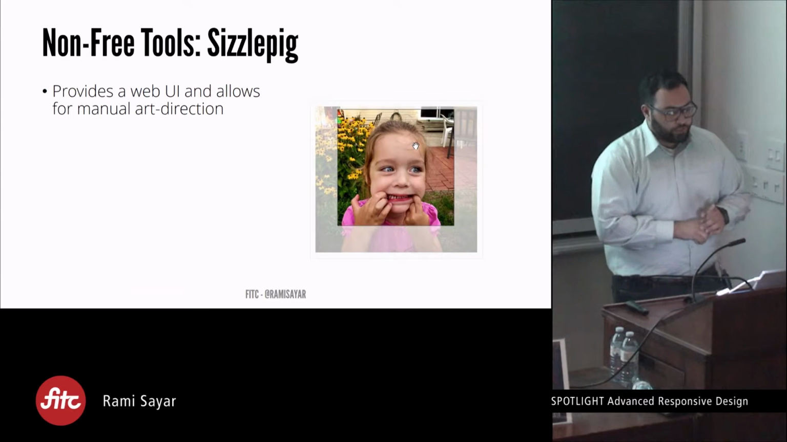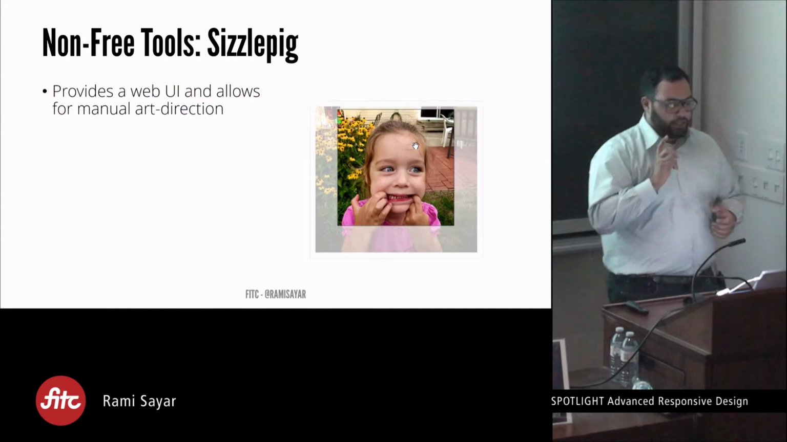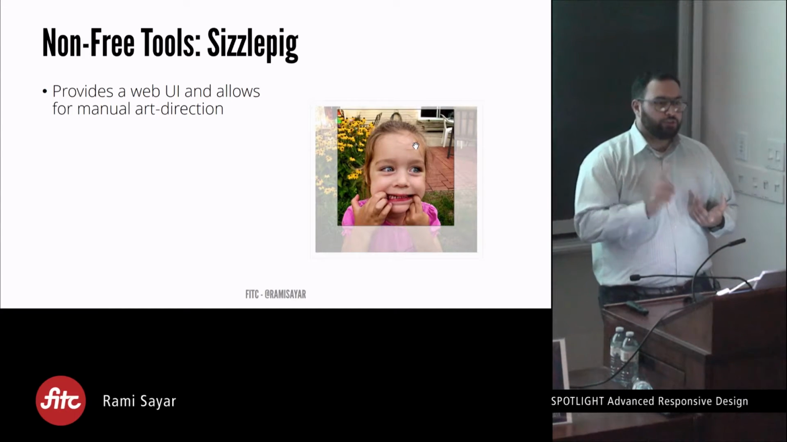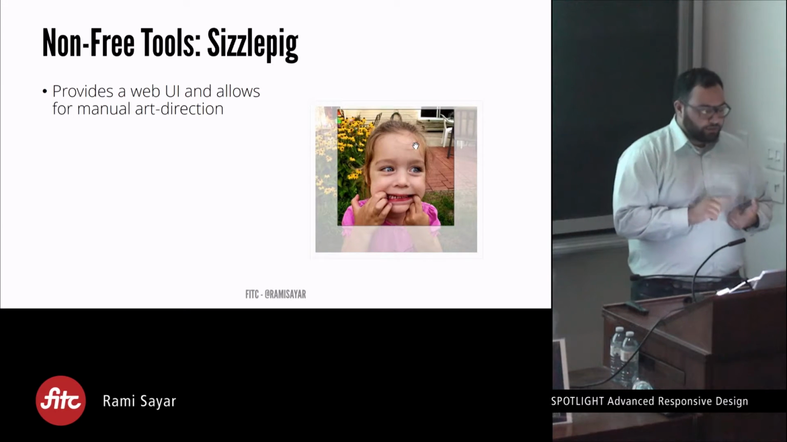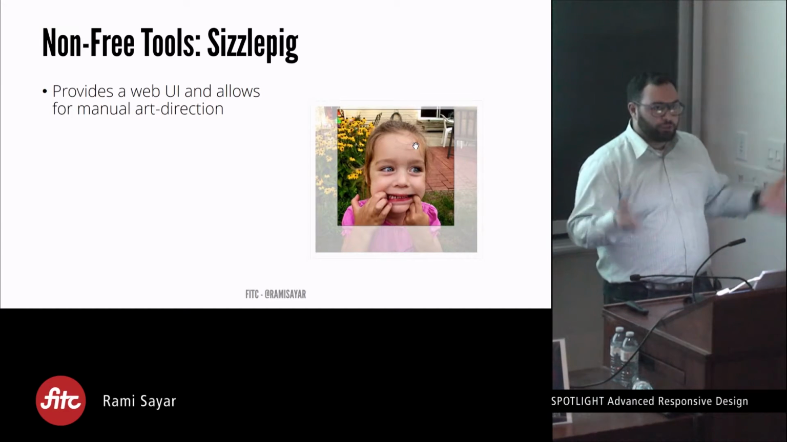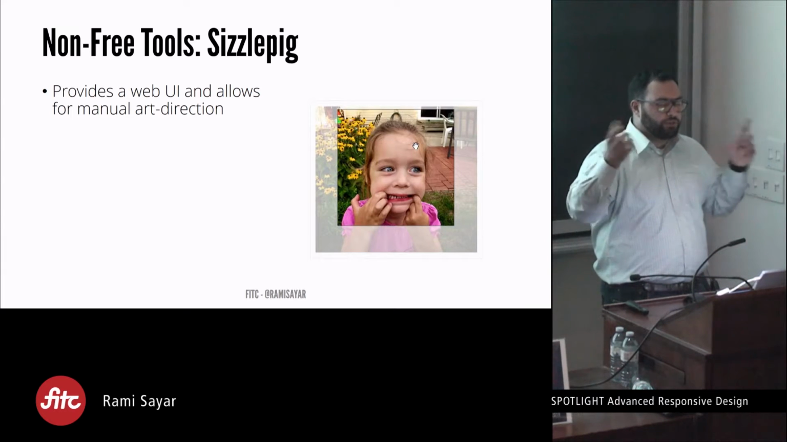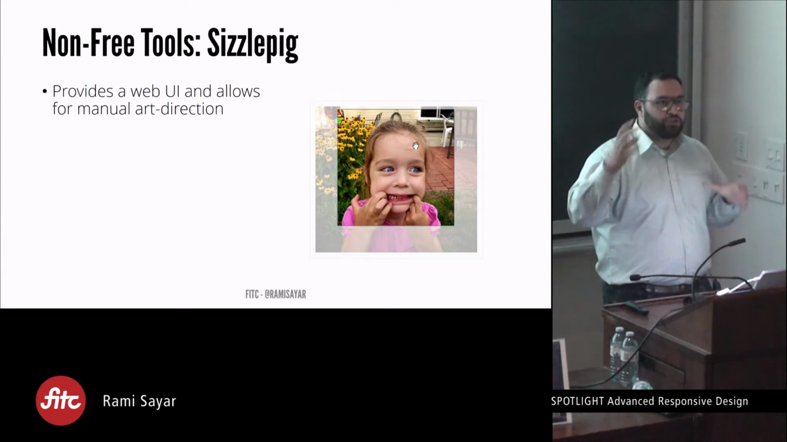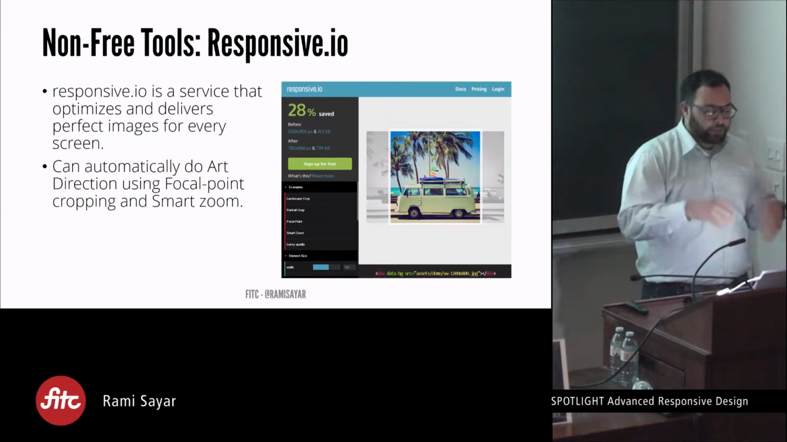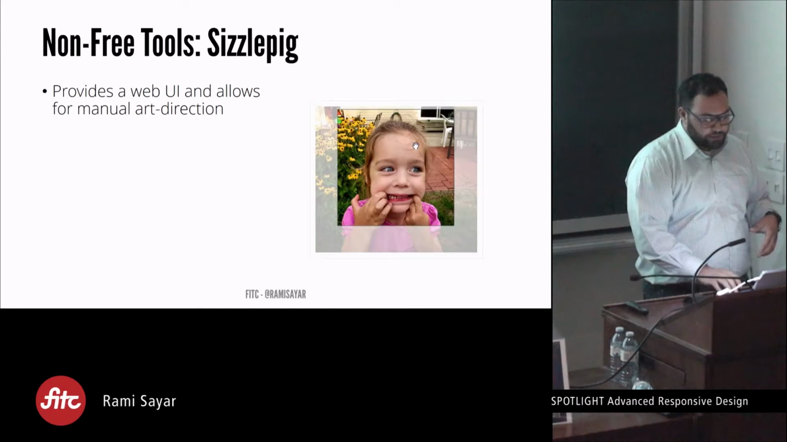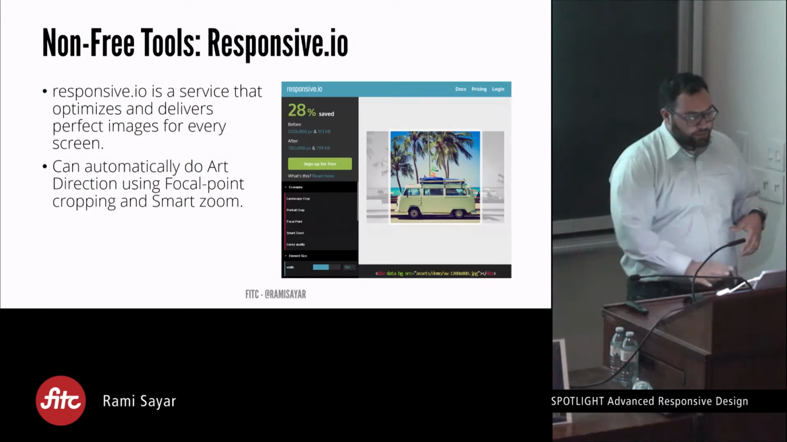This one is also really interesting, but it's mostly interesting if you just want to do everything manually. It's called Sizzlepig, and it basically gives you a web UI. You can set all the different types of ratios and aspect ratios and dimensions that you want, and then you can actually go manually and crop things.